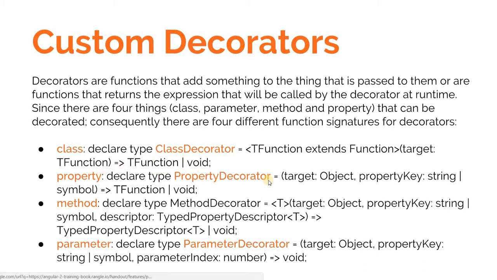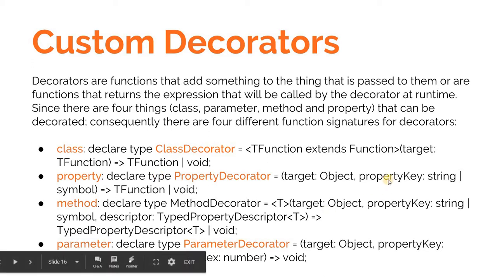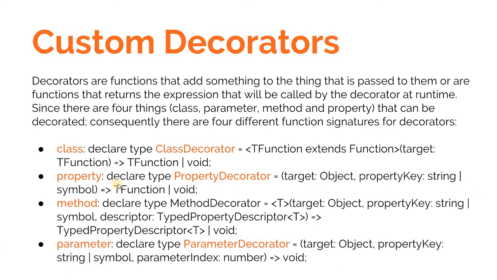Then we have property decorators. These receive two things. The first one is the target object, that is going to be basically the property that this decorator is decorating, and it also receives a property key, which is of type string or symbol, and then this also returns a function or void. As you can see, because the function extends a function type that we have in TypeScript, this is what it returns.